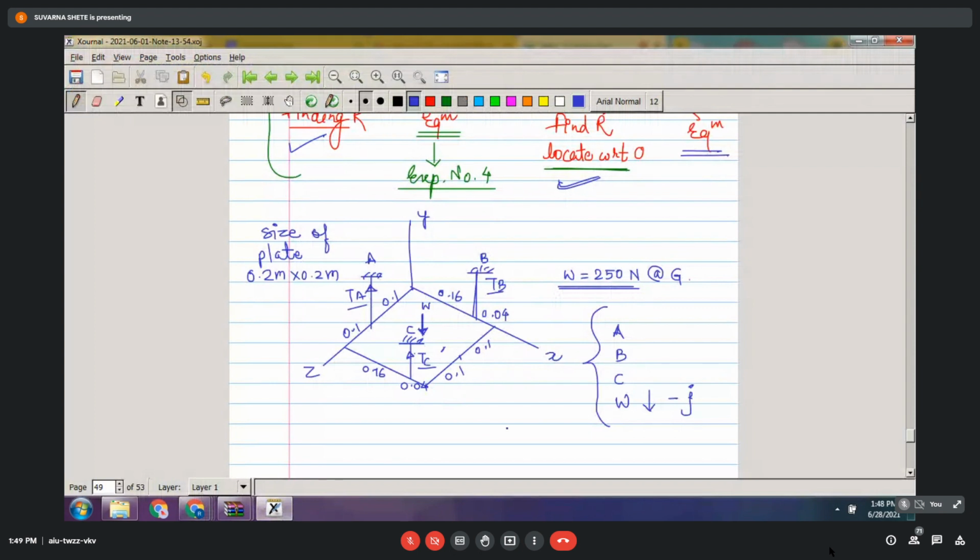Yes. Have you tried? TA is coming out to be 93.75 Newton. Correct. TB is 78.125. TB and TC both come the same. Yes, ma'am, both are 78.125.